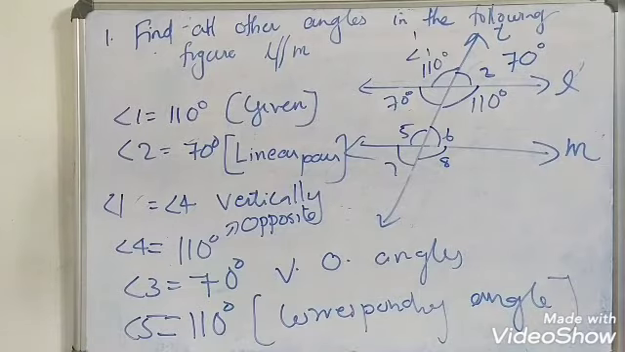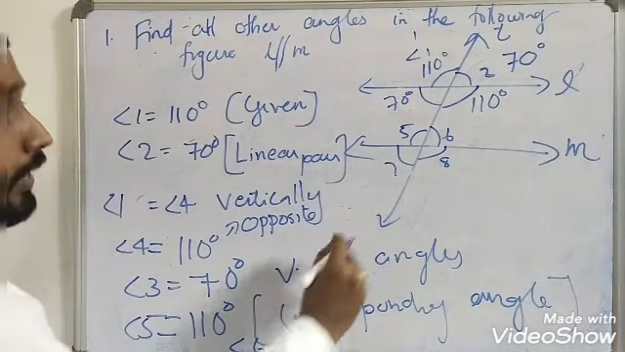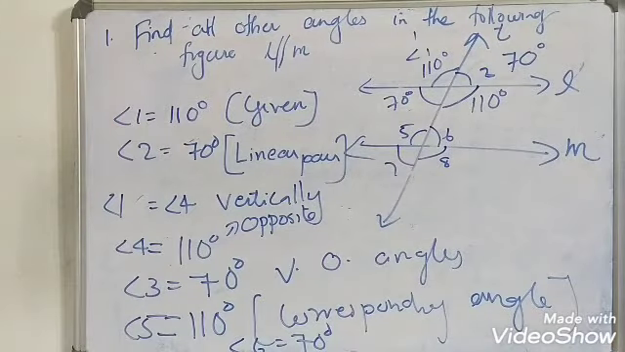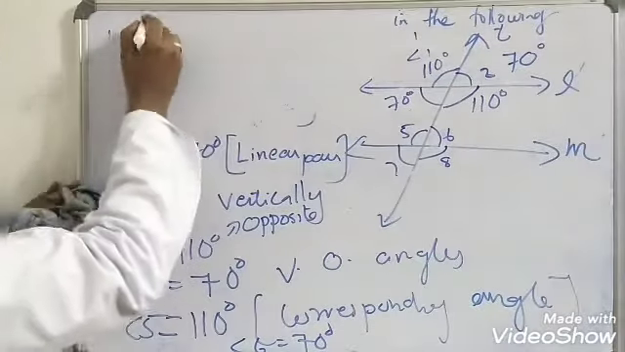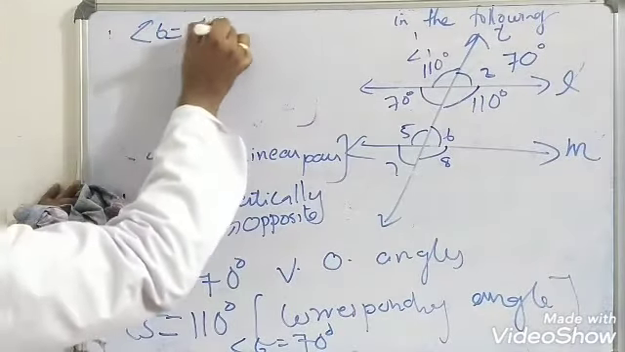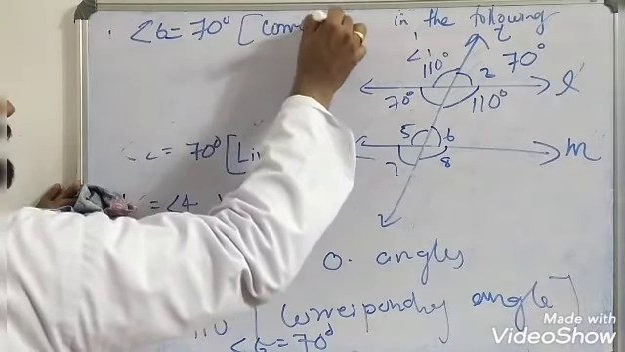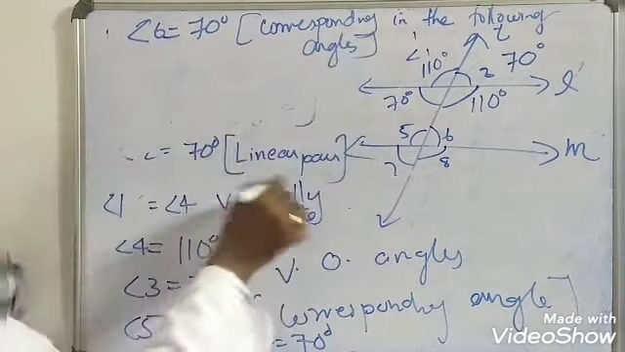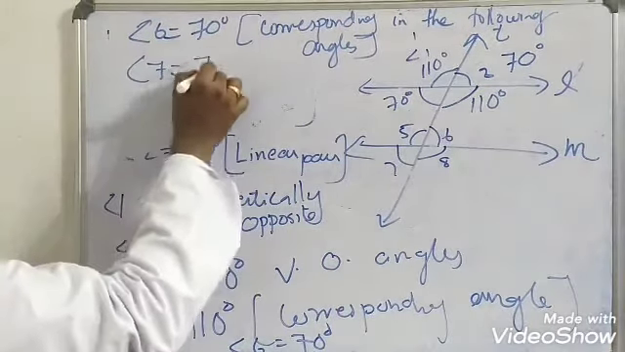Then angle 2 is equal to angle 6. Angle 6 is equal to 70 degrees. Angle 2 and angle 6 are corresponding angles. Angle 6 is equal to 70 degrees, and the reason is corresponding angles.